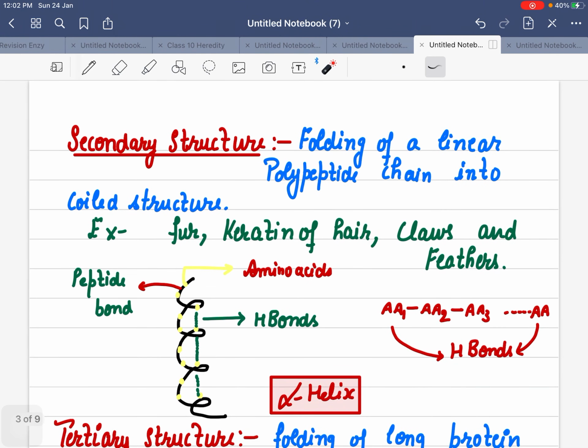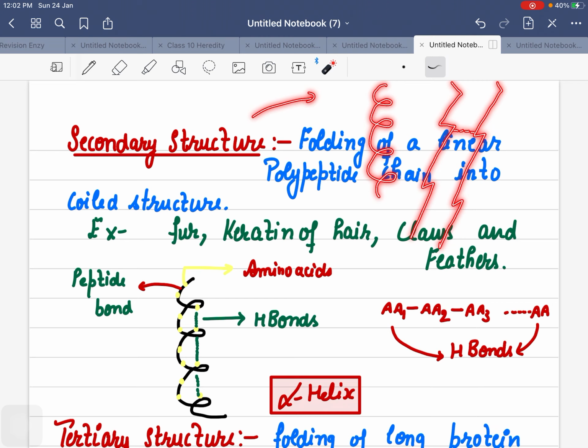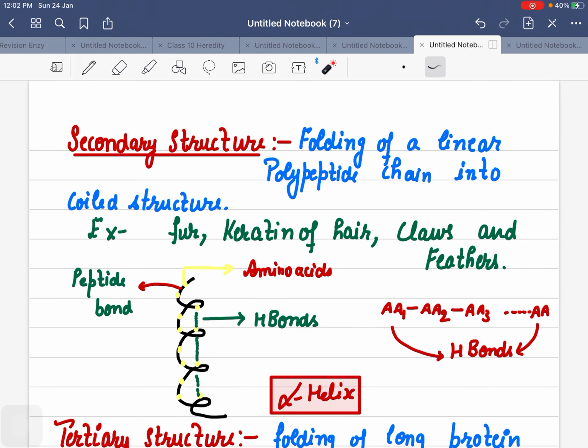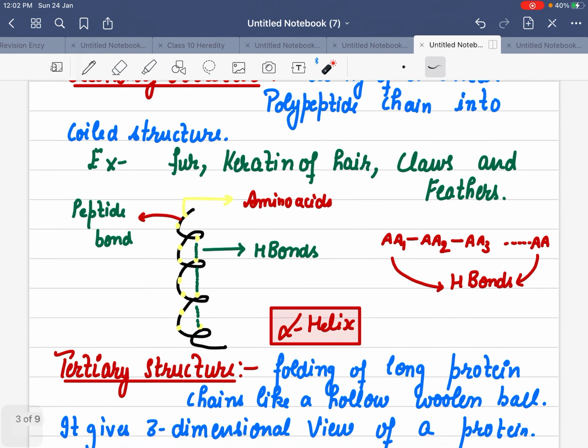There are two secondary structures known to us. One is like this sequence, that is alpha helix. Another is like the pleats, like the pleats in girls' skirts, so that is called beta pleated sheet. So here, first let's understand this alpha helix. As you can see here, these are our amino acids and they are joined with peptide bond.